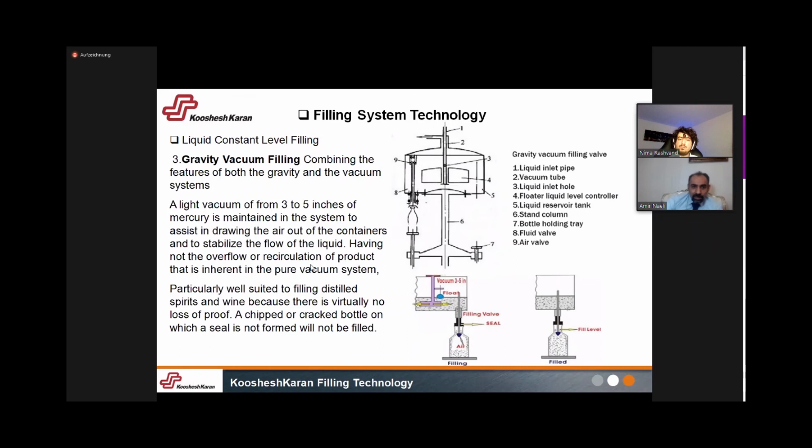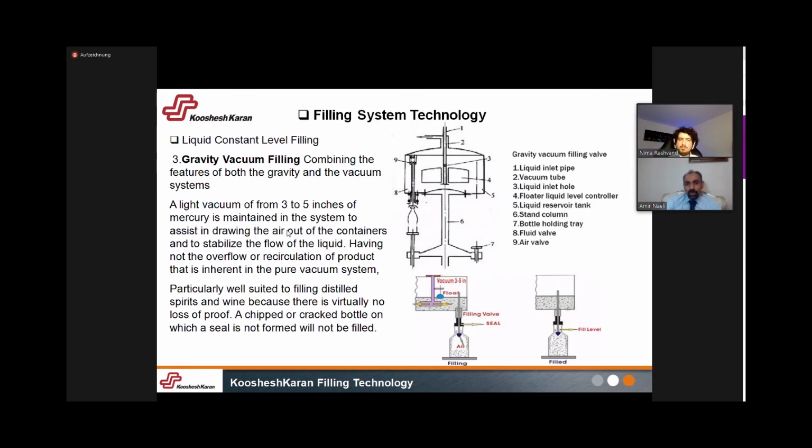It is particularly well suited for filling Sprite and wine because there is virtually no loss of product. A chipped or cracked bottle on which a seal is not formed will not be filled. And also, for example, in Iran, this filling system, the gravity vacuum filler, is used for little semi-viscous liquid.